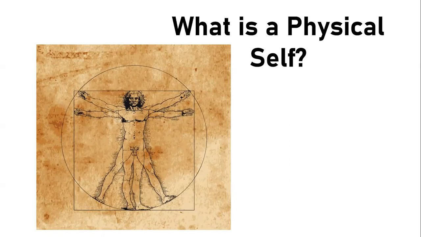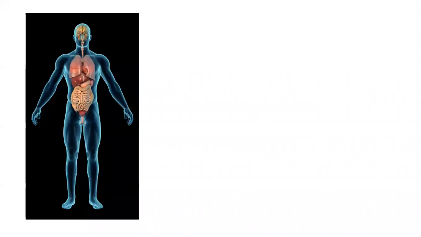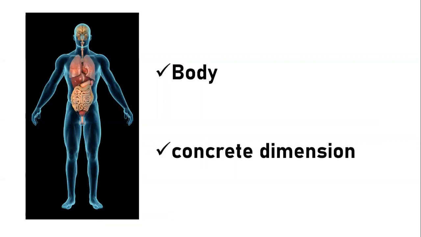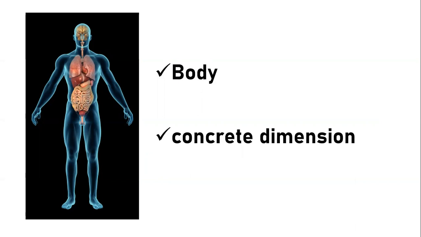What is a physical self? Physical self refers to the body, this marvelous container and complex, finely tuned machine with which we interface with our environment and fellow beings. The physical self is the concrete dimension, the tangible aspect of the person that can be directly observed and examined.